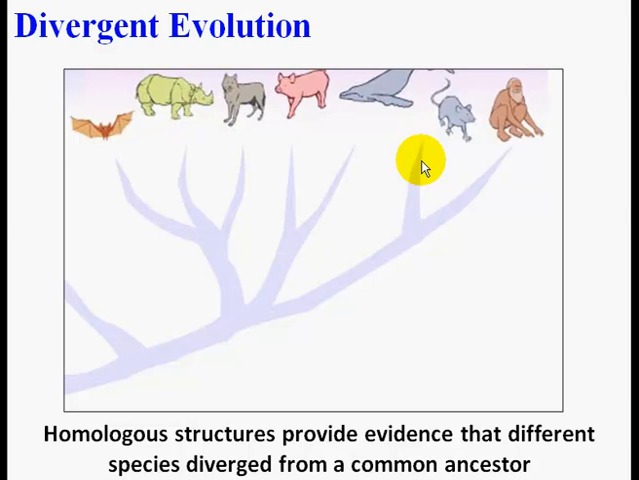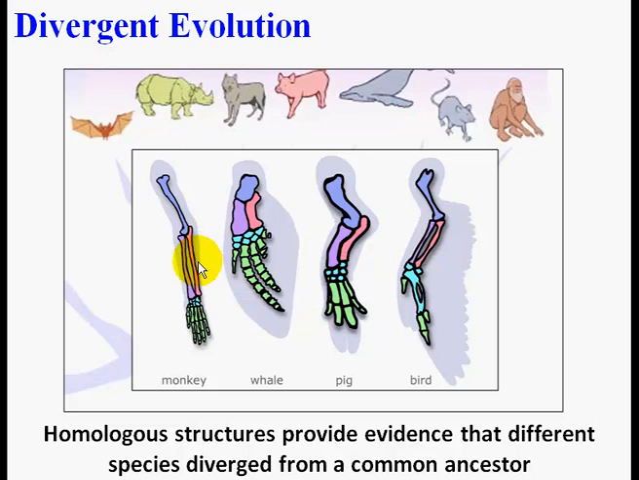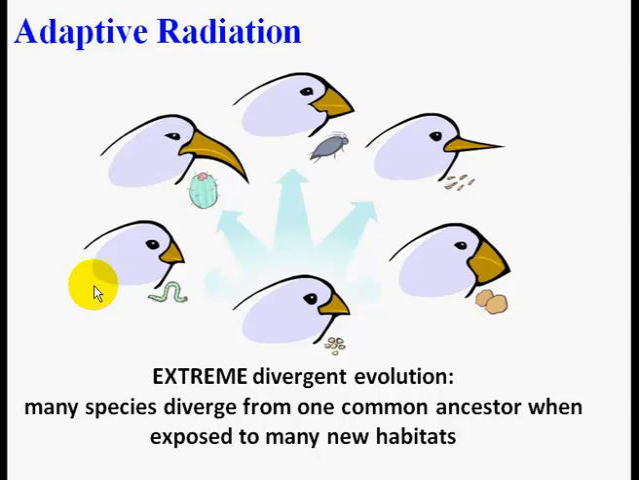So that type of speciation can lead to divergent evolution, in which we have several related species that diverged from common ancestors, shown in the past on this evolutionary tree. And our evidence of divergent evolution is homologous structures, similarities in the structure of different species that show a common ancestor. An extreme form of divergent evolution is adaptive radiation, in which you have one common ancestor that diverged into several different species. And this often happens if an original species is exposed to new and diverse environments, allowing it to adapt to each environment and lead to several new species.